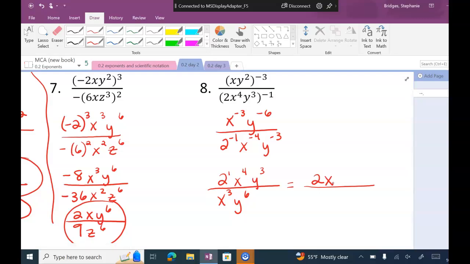bottom. Where do I have the most y's? How many more do I have down there? 3. Anything else I need to worry about simplifying? Nope. So we would leave our answer like that, 2x over y to the 3rd.